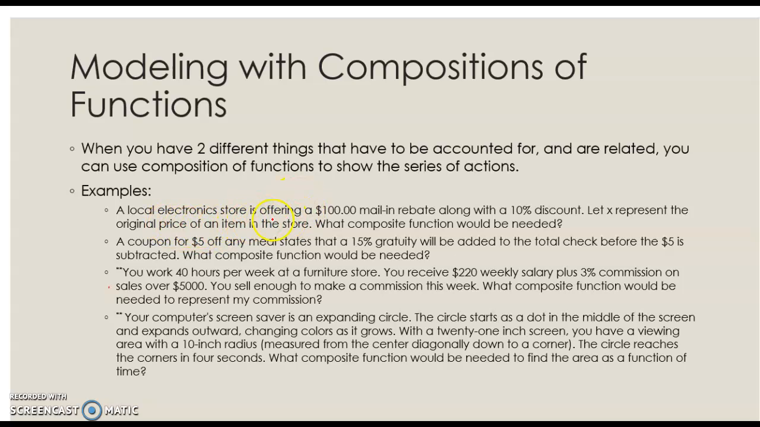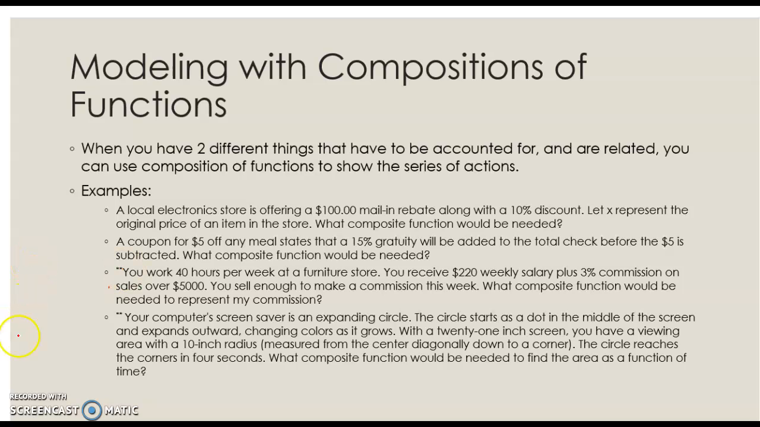A local electronics store is offering a $100 mail-in rebate along with a 10% discount. Let X represent the original price of an item in the store. What composite function would be needed? Okay. A coupon for $5 off any meal states that a 15% gratuity will be added to the total check before the $5 is subtracted. What composite function would be needed?